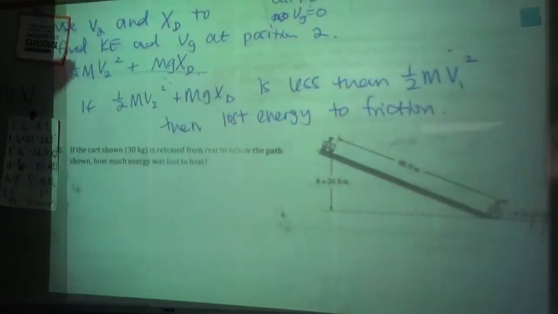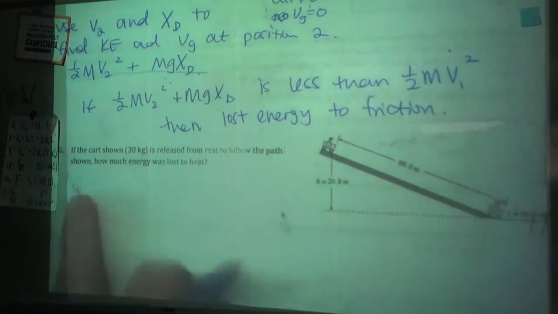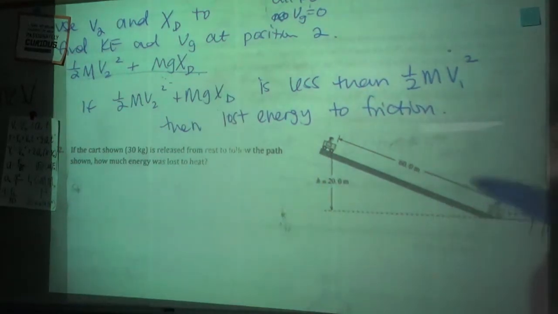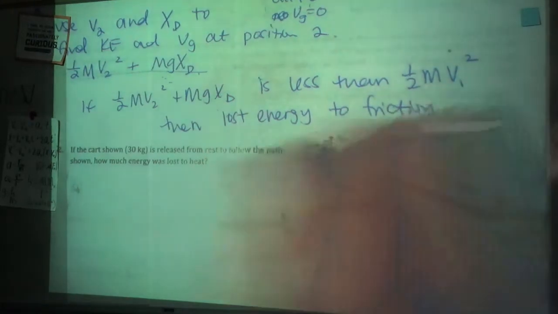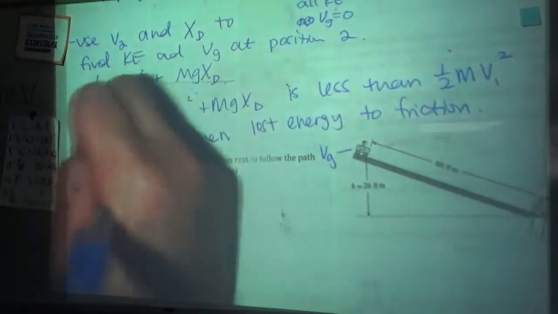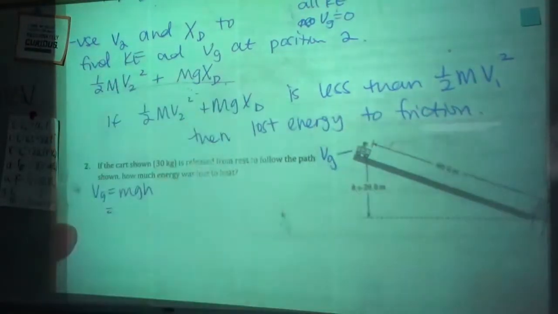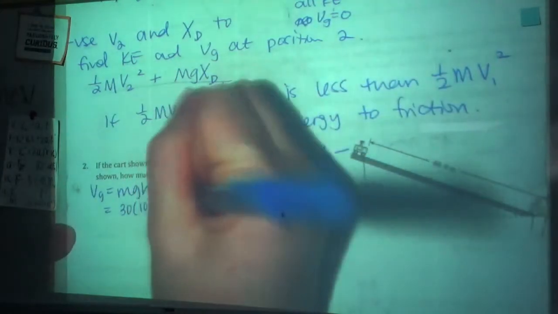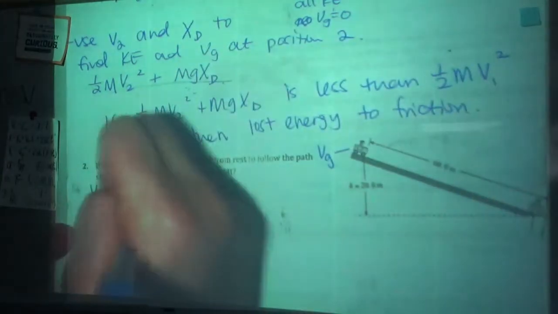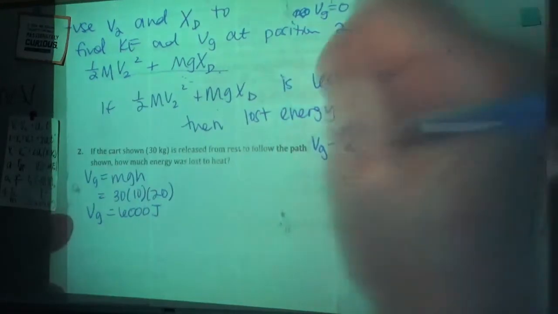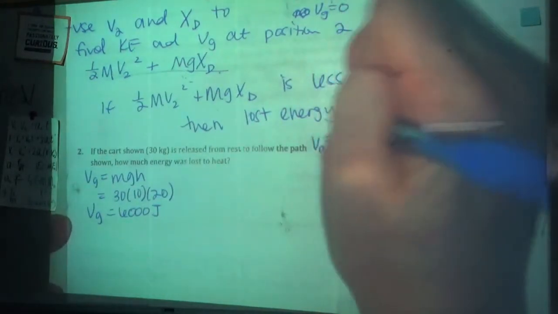Number 2, so we have a cart of 30 kilograms released from rest. To follow the path shown, how much energy was lost to heat? So this is a case where there must have been friction. So let's think, at the top it said release from rest. This is all UG. So your UG would be mass, gravity, height. Mass was 30, gravity's 10. The height in this case was 20 meters. So that gives me 6,000 joules as my potential energy at the beginning.